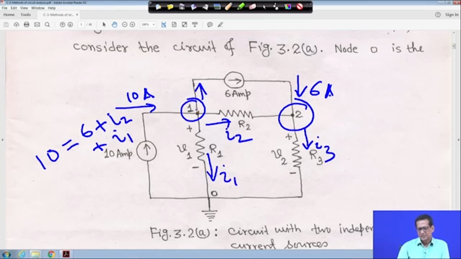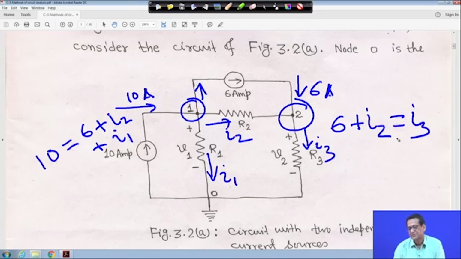This is one equation. Similarly, if you apply KCL here, then this current is incoming, it is 6, and this I2 current is also coming to this node 2. So, it will be plus I2, and this current leaving the terminal is your I3, because I3 is the current leaving this terminal. This is nothing but the KCL equations you are applying.